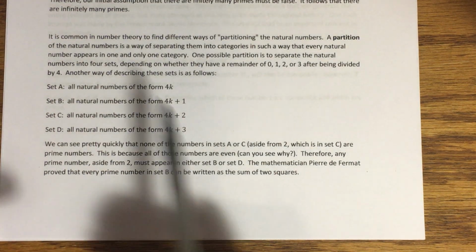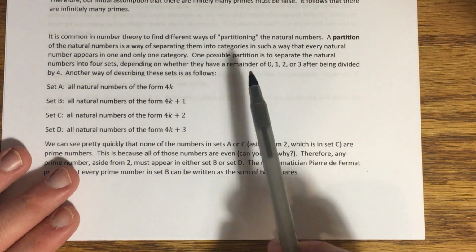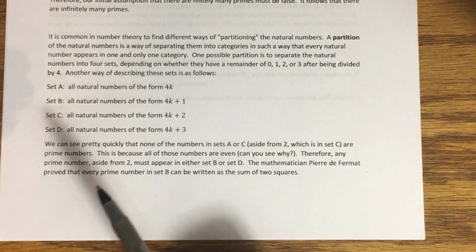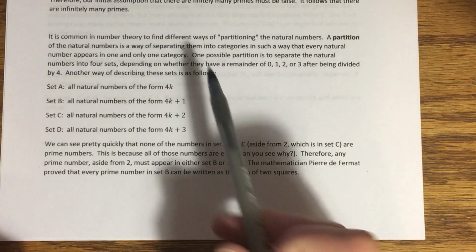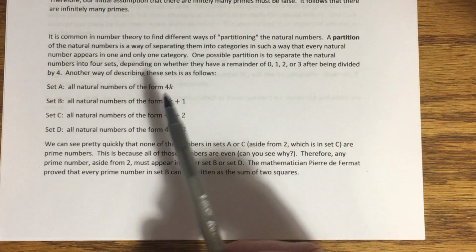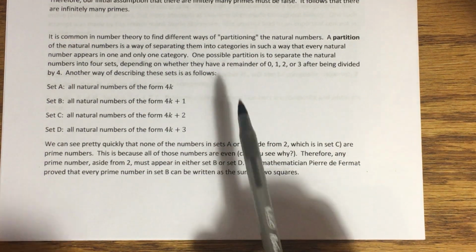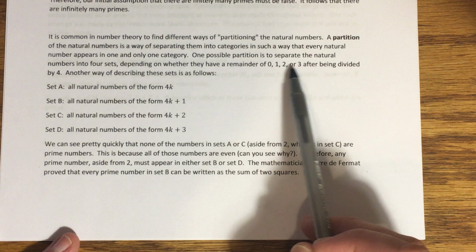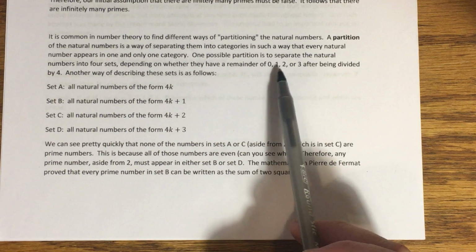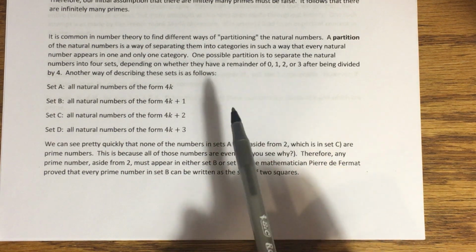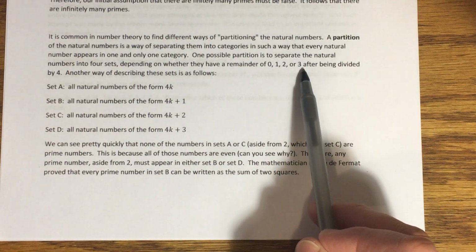So one partition that we could create is we could classify the natural numbers based on the remainder that we get when we divide them by 4. What that does is that gives us 4 different categories. Remember, when you divide a natural number by some other natural number, the remainder must always be smaller than the divisor. So if we're dividing by 4, there's only 4 possibilities for the remainder in those cases. If the number is divisible by 4, we'll get a remainder of 0. Otherwise, the remainder will be 1 or 2 or 3.